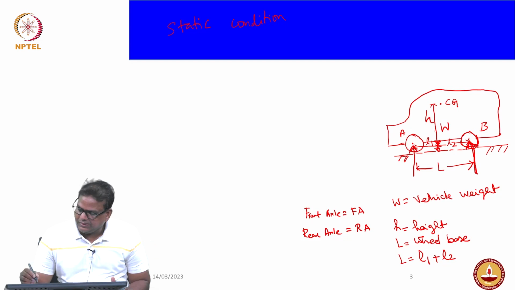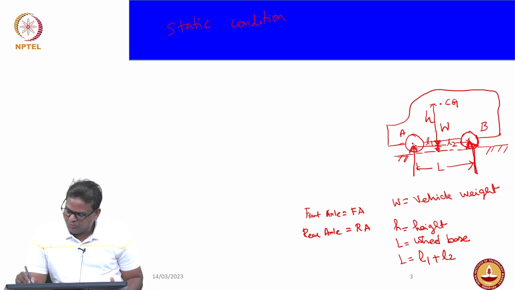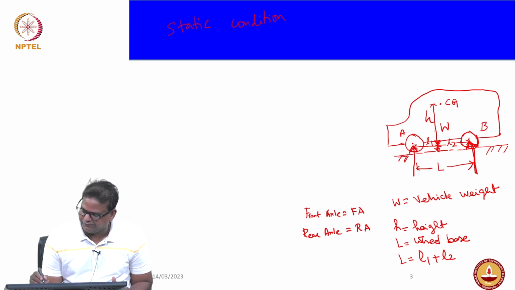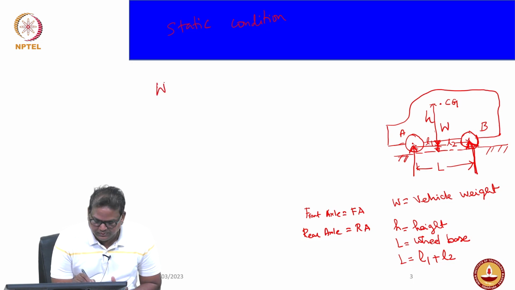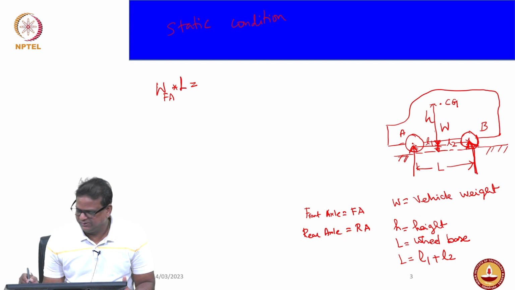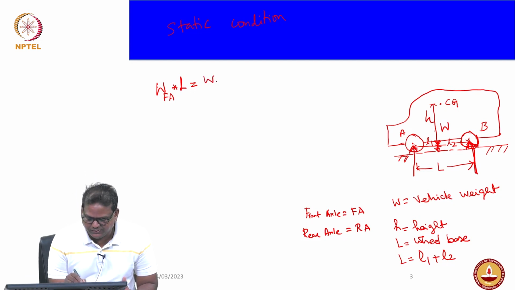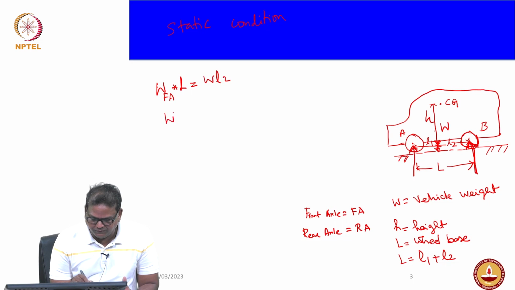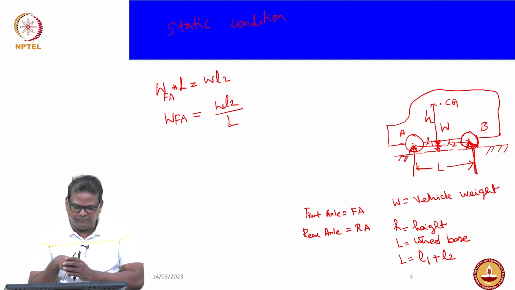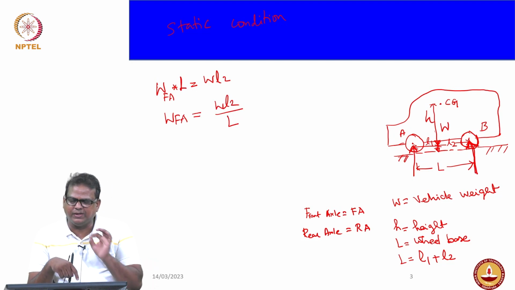So, take the moment with respect to B. When you do that, the reaction force W_FA, the front axle reaction, into L, what do you expect? W L2, that is what you expect. So, it is a kind of simply supported beam. So, W_FA equals W L2 by L, this is what you are expecting. This is the reaction force at the front axle.